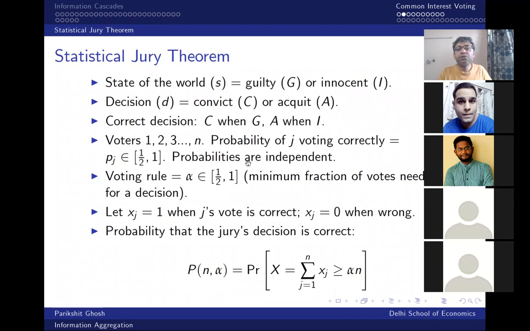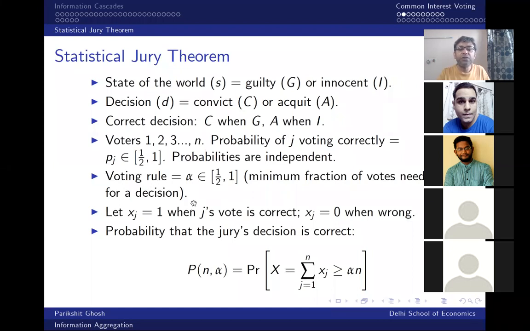And let's also assume that these probabilities are independent. So I base my vote reading the Indian Express. You base your vote reading the Hindu. So they're independent draws. Conditionally independent draws. Meaning that given the state, conditional on the state, these probabilities are independent.